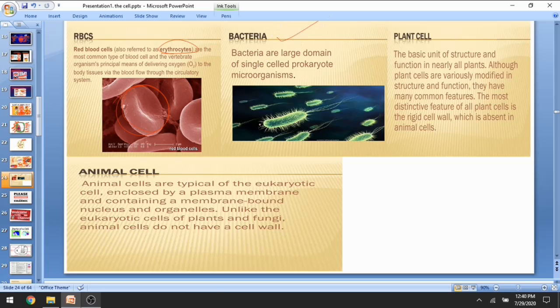Bacteria are a large domain. They are single celled, made up of only a single cell. They are enucleated, as I described earlier, without any nucleus, hence they are known as prokaryotic microorganisms.